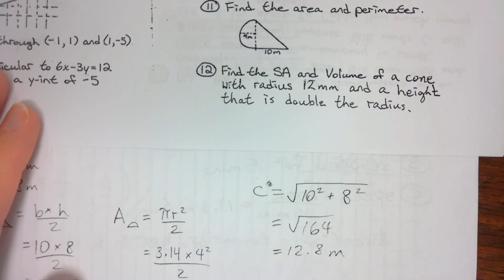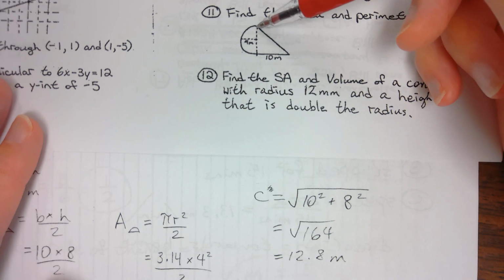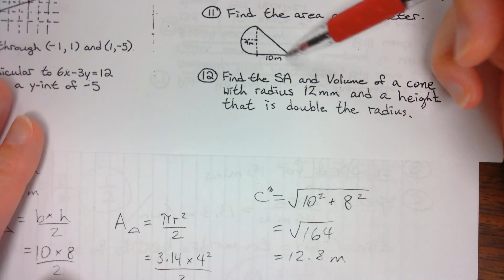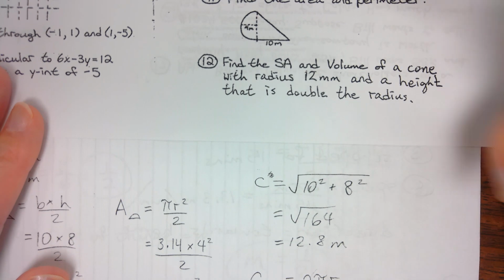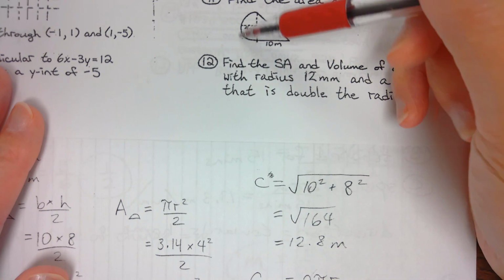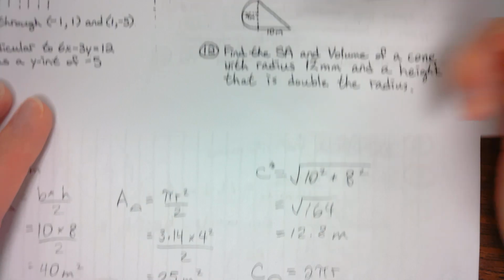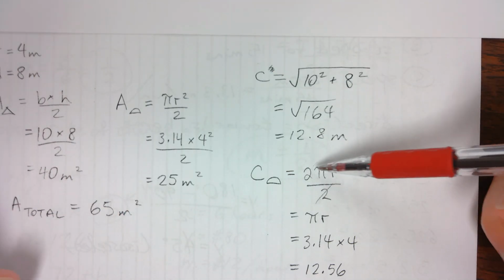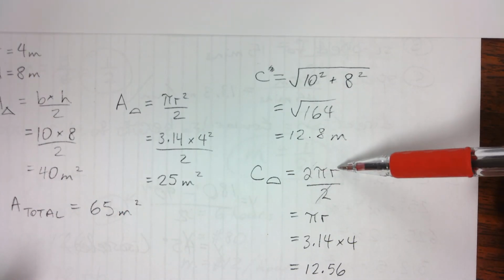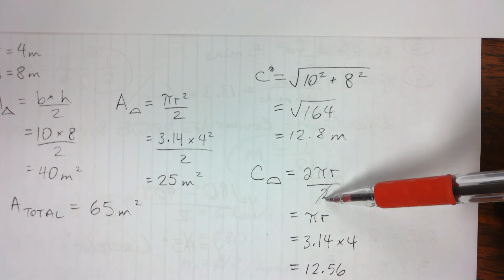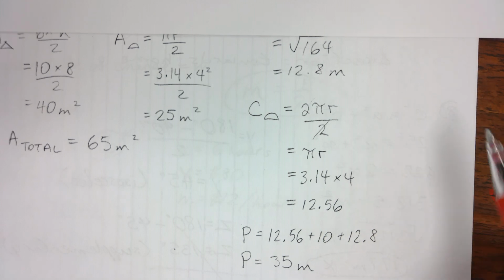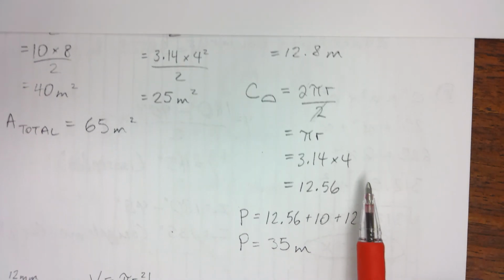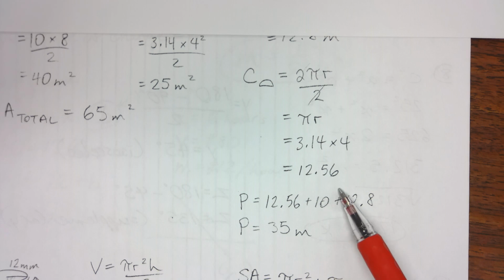As for the perimeter, I know that this is 8, this is 10. So Pythagorean theorem, figure out what the hypotenuse is. I got 12.8. This is half a circle, so circumference. So circumference of a circle, pi d or 2 pi r divided by 2. So the 2 cancels out. It's just pi r. So you can round it to 12.6.